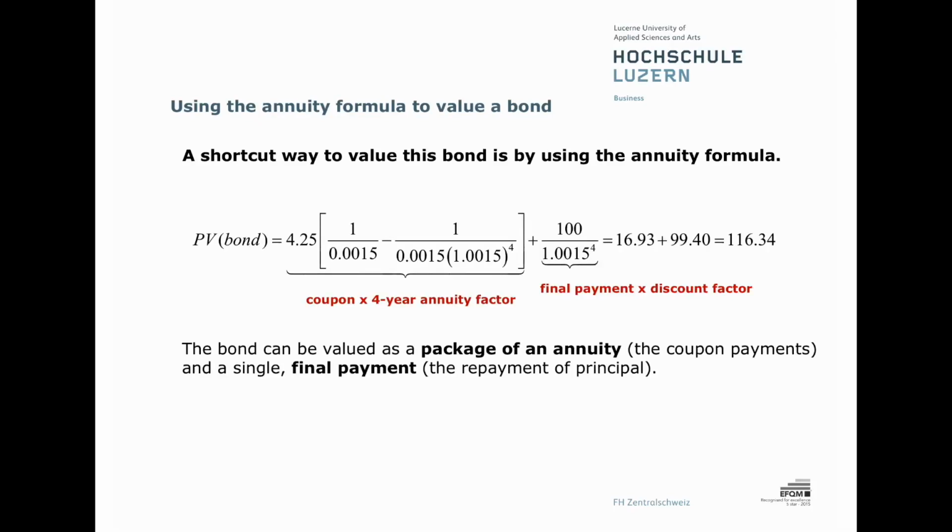To obtain the present value of the bond, we simply have to discount the repayment of the face value in year 4 by the corresponding discount factor, which is 1 divided by 1.0015 to the power of 4, and add it to the present value of the annuity. The result, of course, is consistent with the present value formula used before and yields a bond value of 116.43. This example illustrates that the bond can be valued as the sum of an annuity and a single final payment.